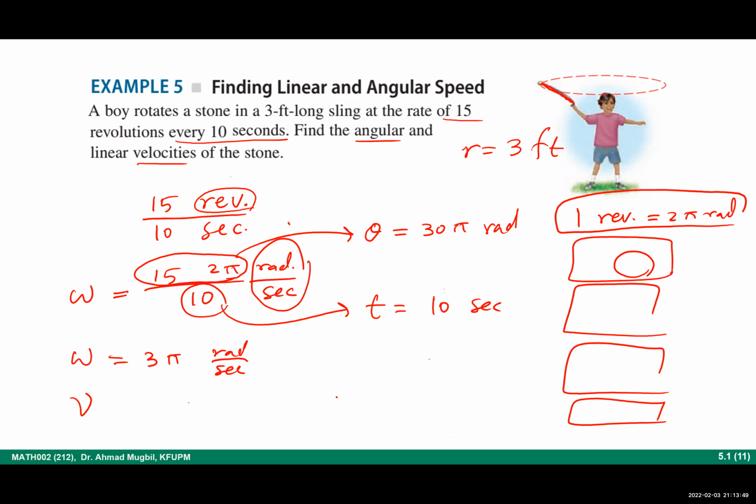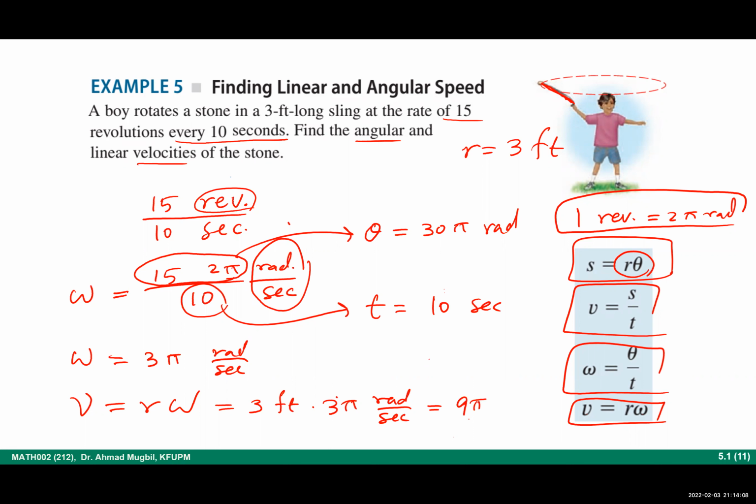Now, how to find the linear speed? It is just r times omega. Look, nu is r times omega. What is r? 3 feet, multiplied by omega, which is 3π radians per second. Now this gives you 9π. What will be the units of the linear speed? You know that it is distance per time, so it will be feet per second.